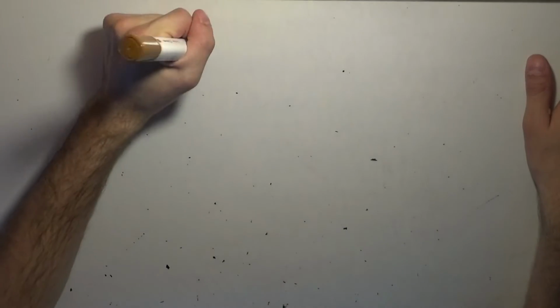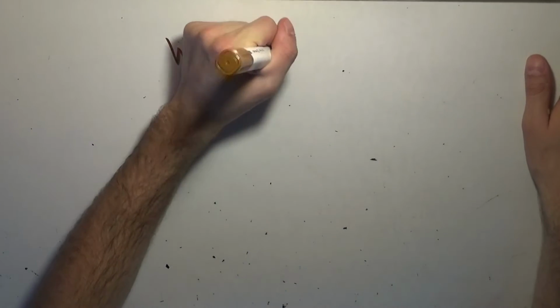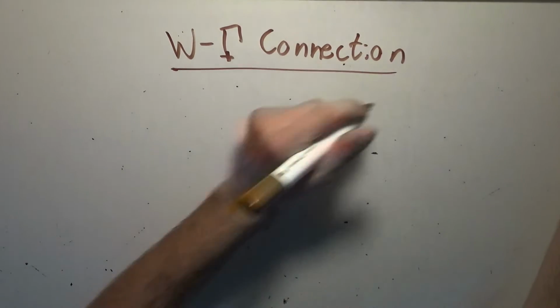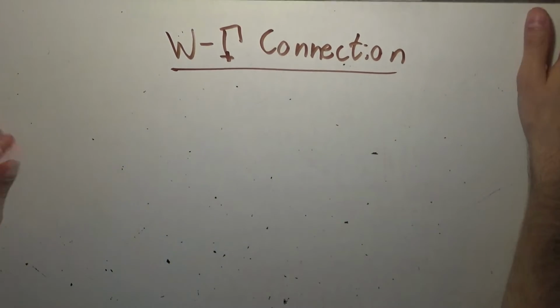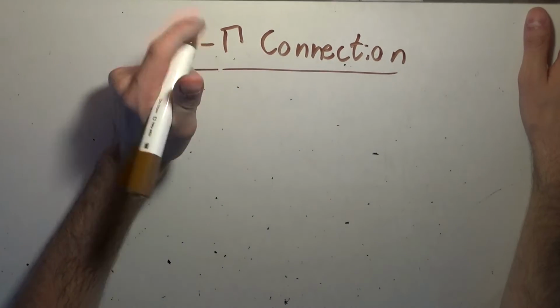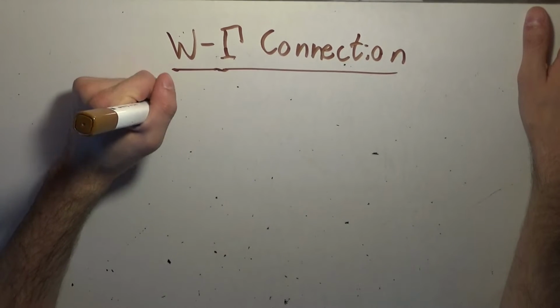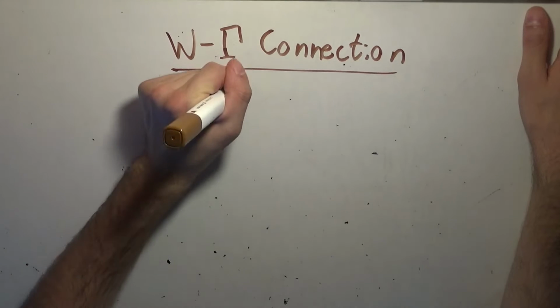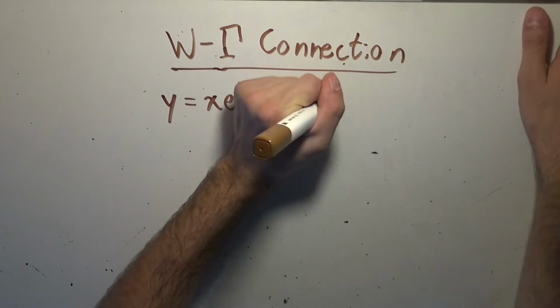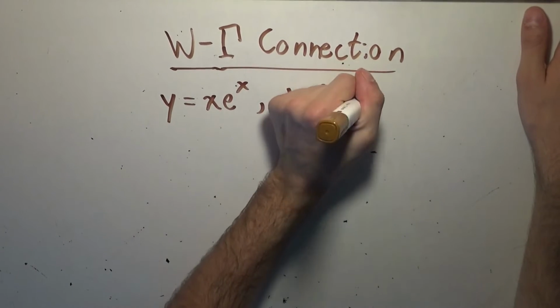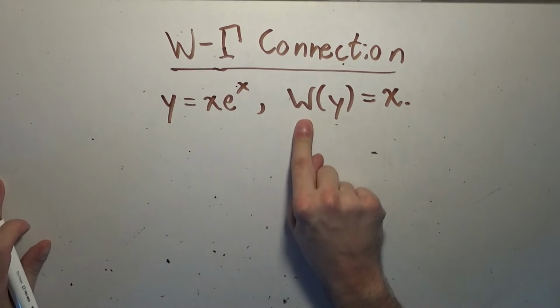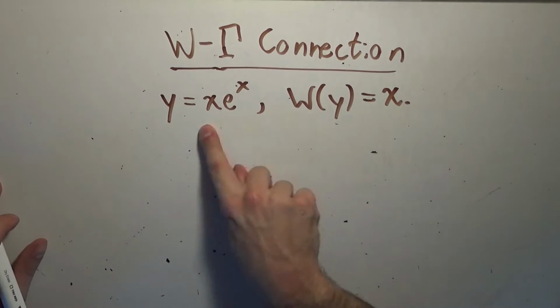So what are we going to start off with? First of all, let's talk about the video I recently did called the W gamma connection. So let's recall a couple definitions. This was the video I did. There's the link to it. So what did I prove in that video? I proved that if y is equal to x times e to the x, then we have the definition of the W function as the inverse of this, so W of y is equal to x. This is the definition of the Lambert W function. It undoes this function here.